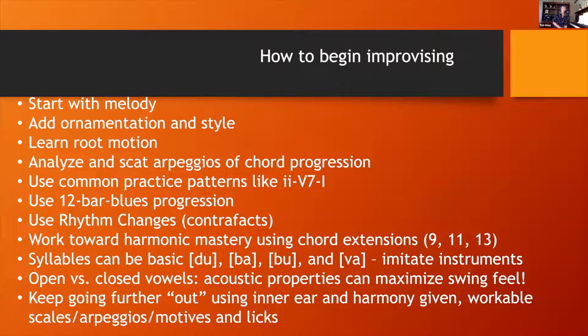And you can keep on going further out of the safe haven of the melody by using your inner ear and the harmony that's given. Use scales and arpeggios that work in that harmonic progression. Use motives and licks that you've heard other performers use. And that's where transcription comes in very handy. Transcription is when you write down what someone else has played. Transcribing is one of the basic tools that every accomplished jazz musician tends to do. You turn on your music player and you get your manuscript paper out and you start writing. You write down the rhythm and the pitches of this particular improvised solo, like a Lester Young 32 bar solo. It is a wonderful thing for a singer to be able to do, to sit down and write.